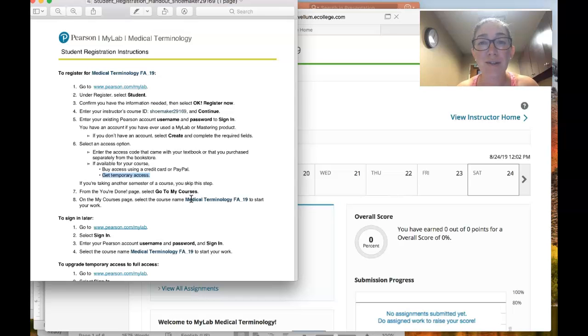So there's no excuse for you not to be able to go home tonight and get logged in and registered for My Medical Terminology Lab, either for free, with using your access code, or with a credit card. So first item on your homework to-do list is go home and get registered for Pearson My Lab.